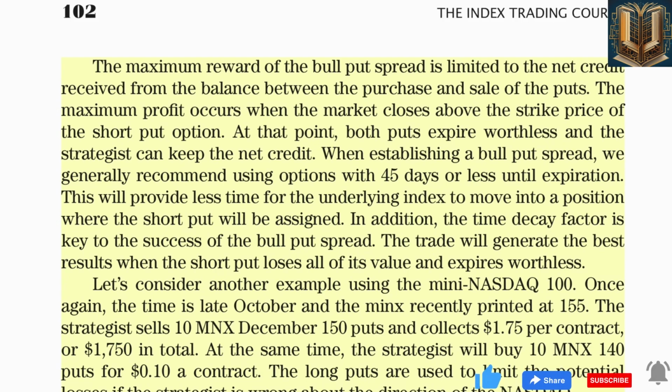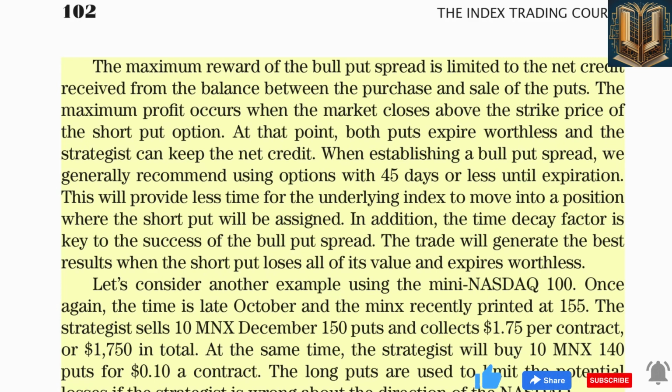When establishing a bull put spread, we generally recommend using options with 45 days or less until expiration. This will provide less time for the underlying index to move into a position where the short put will be assigned. In addition, the time decay factor is key to the success of the bull put spread. The trade will generate the best results when the short put loses all of its value and expires worthless.